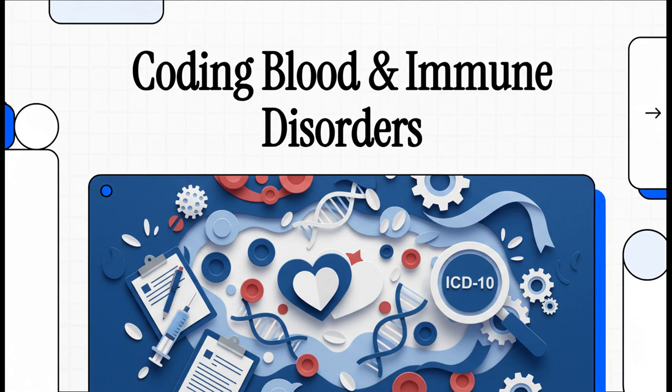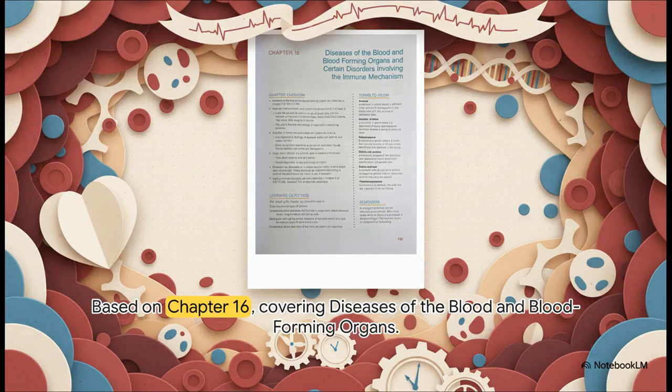Let's dive in. So just so we're all on the same page, everything we're about to cover is coming straight from the source text for Chapter 16. This is the official guide that organizes this huge range of conditions, from the anemias most of us have heard of, all the way to really complex coagulation defects and immune disorders. So let's take a look at what's on the docket.